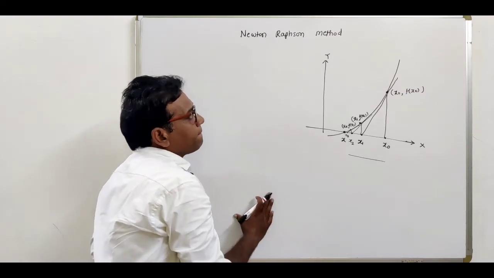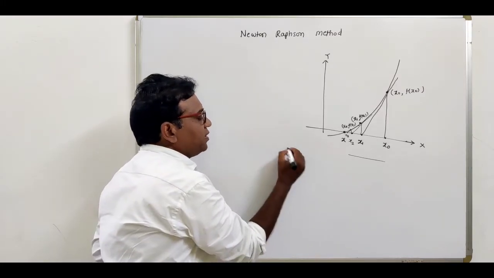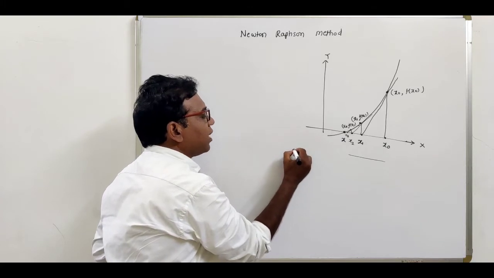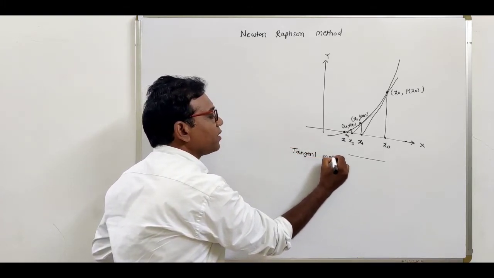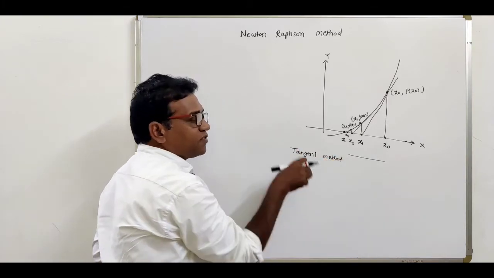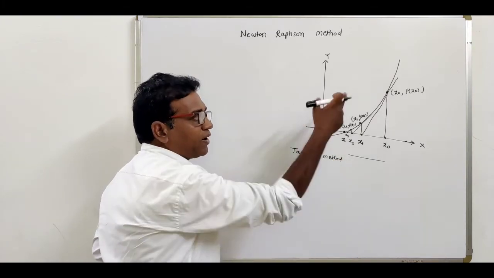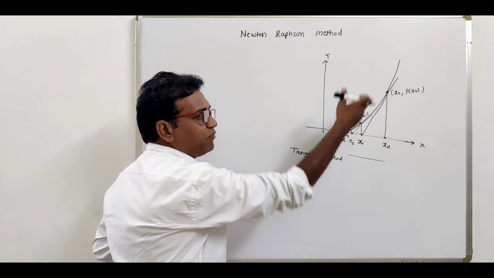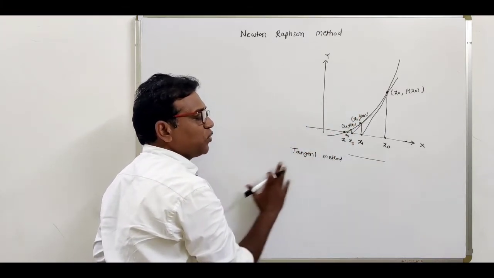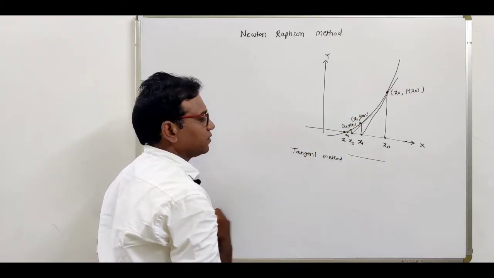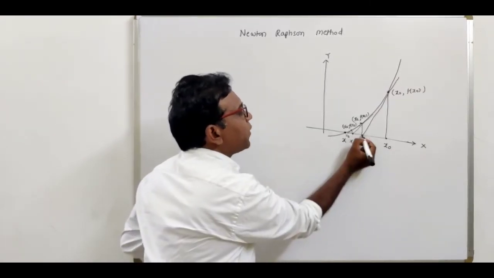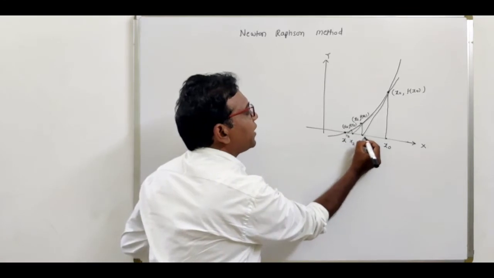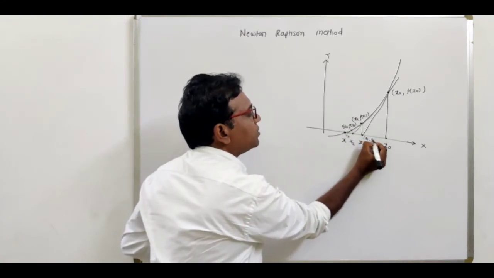Now see, this Newton-Raphson method is also called the tangent method, because in this method we are finding the root by drawing tangents. Every time we draw some tangent, so this is also known as the tangent method. Now see, if we take this point, then what are the coordinates of this point? x1 comma 0.